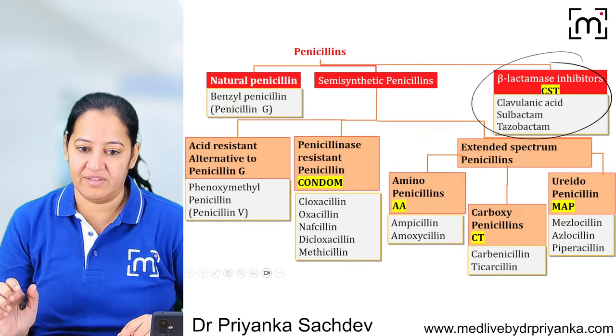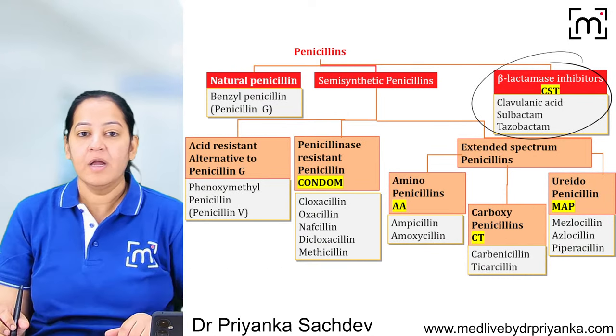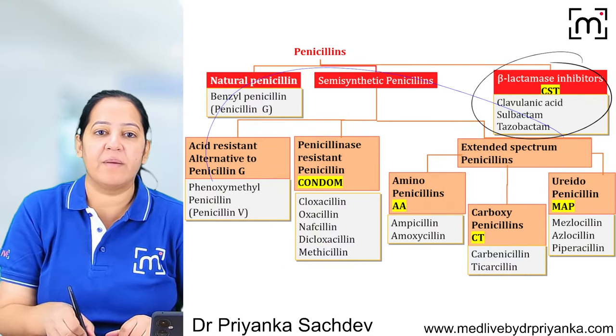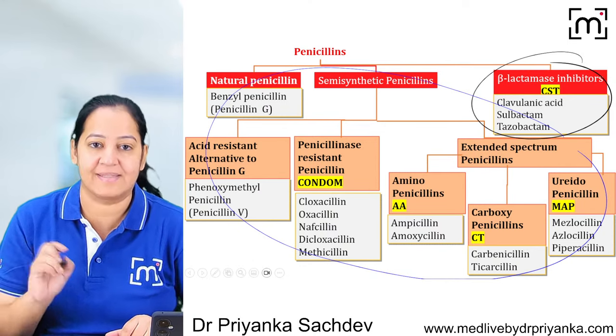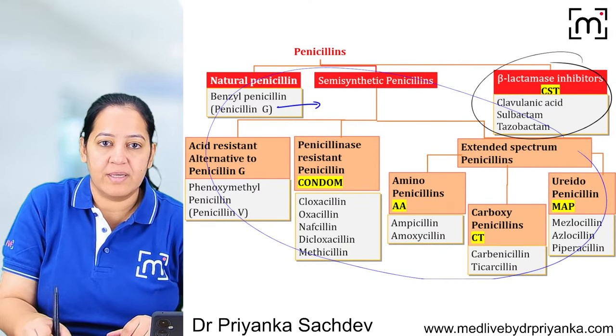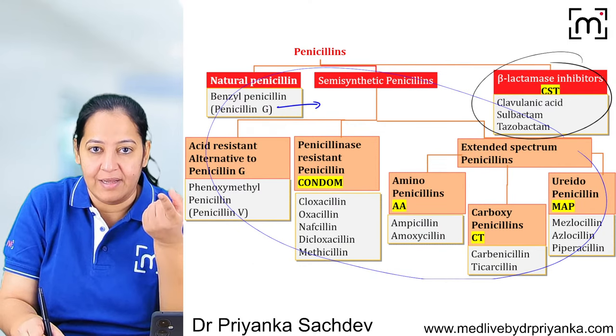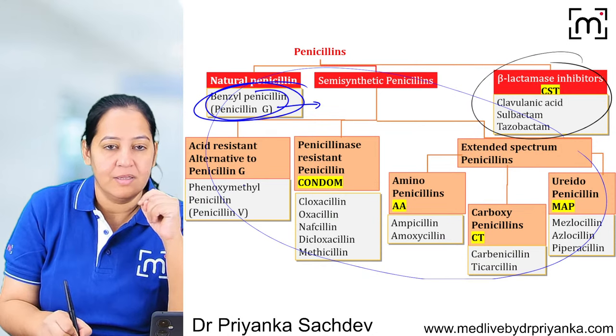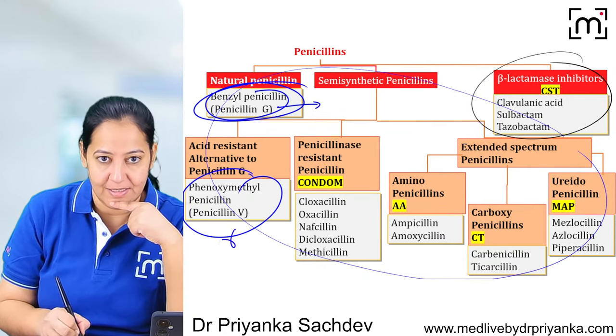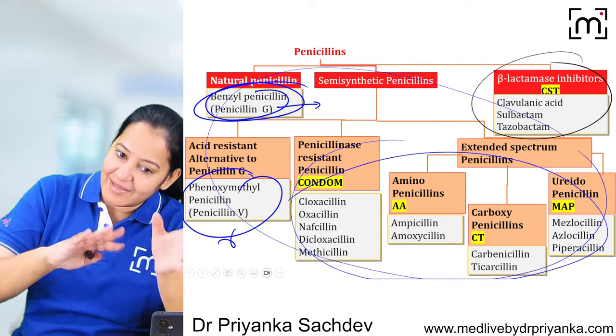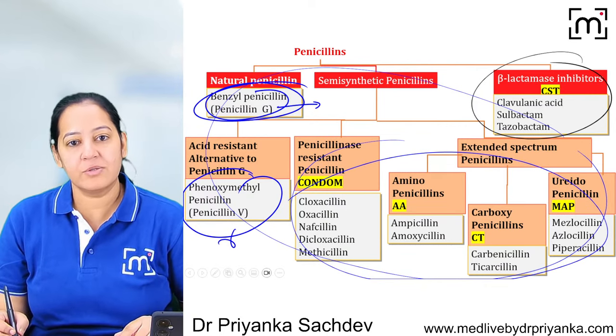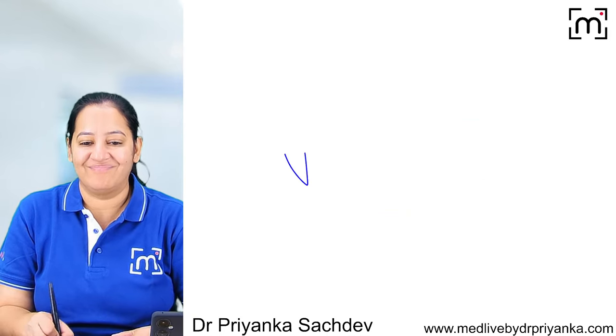So we are done with this. How many of you got it? Now, you may have confusion about which of them are acid resistant and which are acid stable. Of course, this one is acid labile. This one is acid labile. This one is acid resistant. And among these, there is a mixture: some are acid resistant, some are acid labile. So there is a mnemonic. The mnemonic is VODKA.